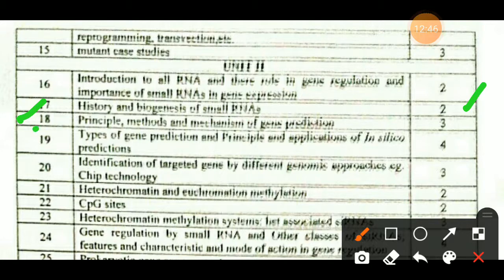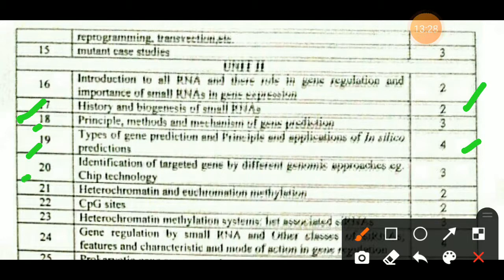Then lecture number 18, principle, methods and mechanism of gene regulation. जीन रेगुलेशन का प्रिंसिपल, मेथड और मैकेनिज्म हम लोग पढ़ेंगे इस 18 नंबर के लेक्चर में. Then lecture number 19 is about the types of gene prediction and the principle and application of in vitro and in silico predictions. This topic has 4% of weightage.